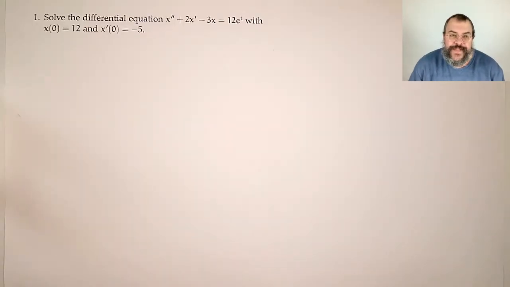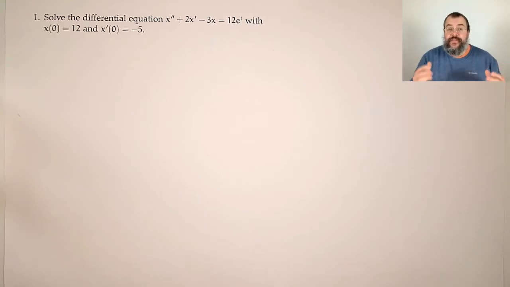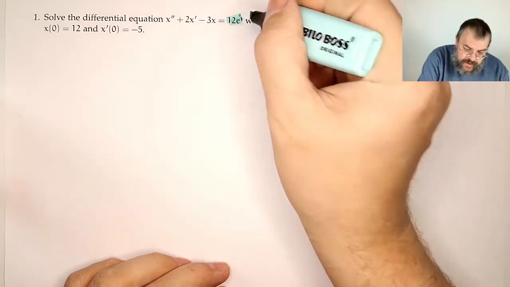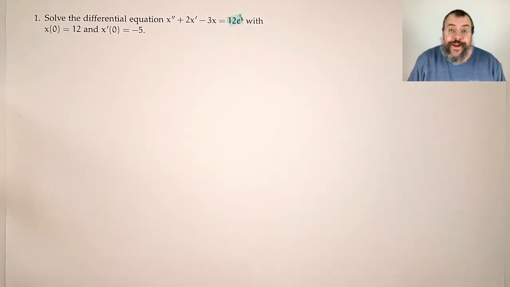First problem. Solve the differential equation x double prime plus 2x prime minus 3x is 12e to the t, with initial conditions x of 0 equals 12, x prime of 0 is negative 5. All right, so one of the things we should hopefully learn is how to identify the type of problem we're doing. And here, there's a big clue. This part right here says this is a non-homogeneous problem, because we have this other function on the side.